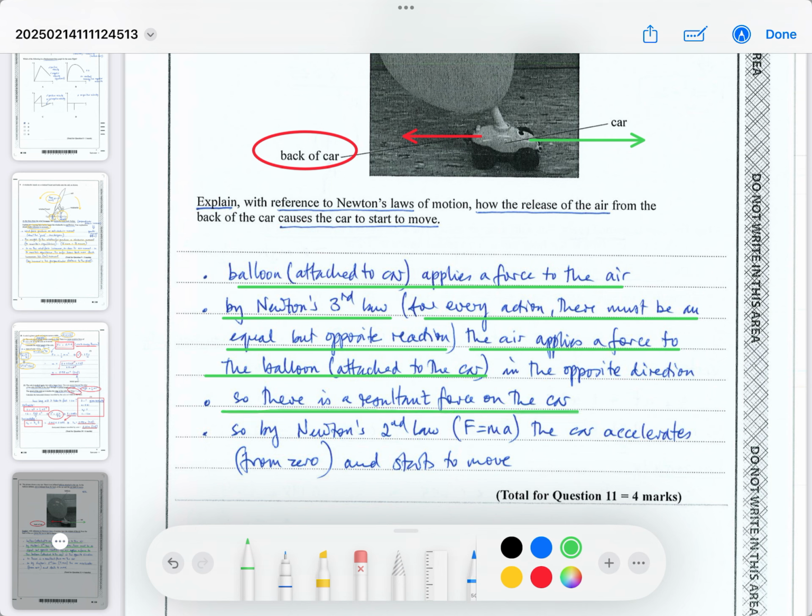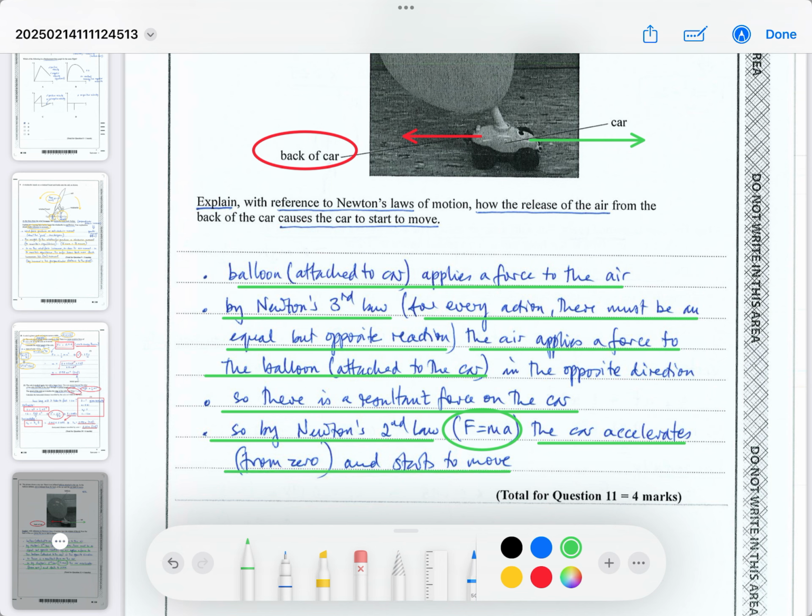So when there's a resultant force on the car, that's Newton's second law, where F equals ma. Now Newton's first law and second law are the same, except when it's Newton's first law, the acceleration is 0 because the forces are balanced. So in this case, there is not a balance of forces on the car. The air is pushing it forwards, and therefore the force of the air is greater than any frictional force. So by Newton's second law, F equals ma, the car accelerates from 0 and starts to move.